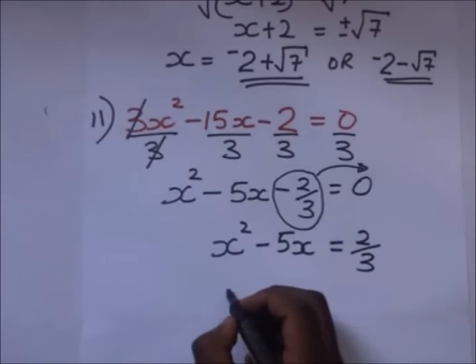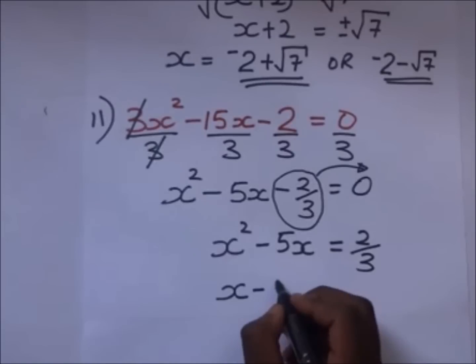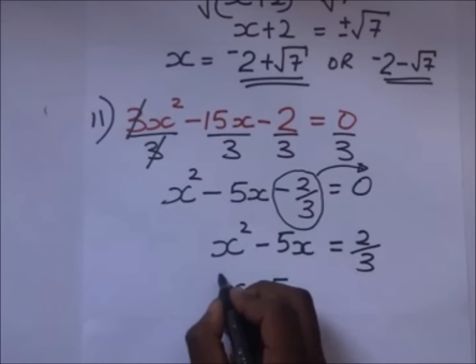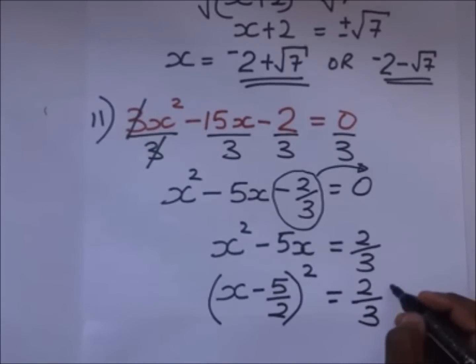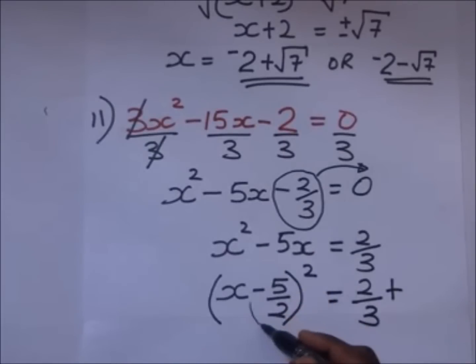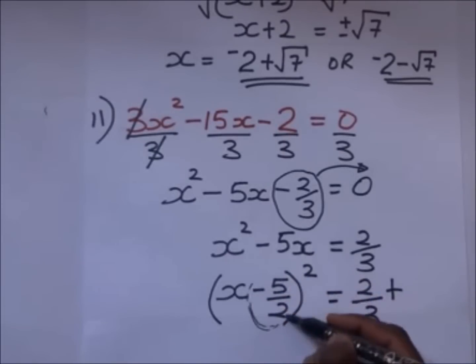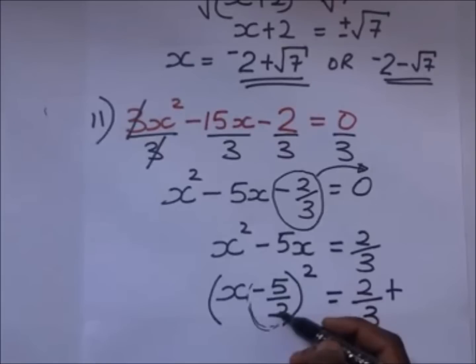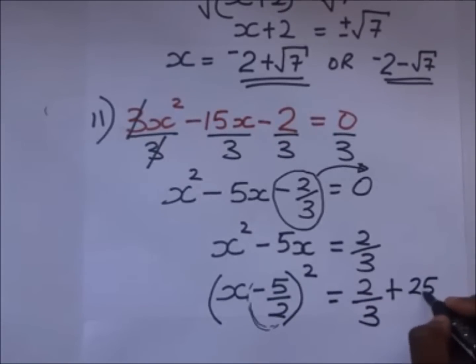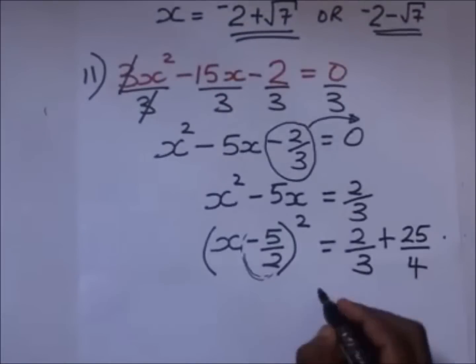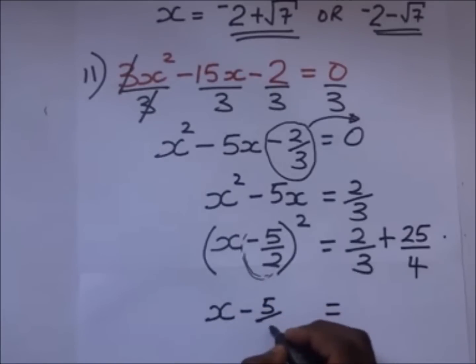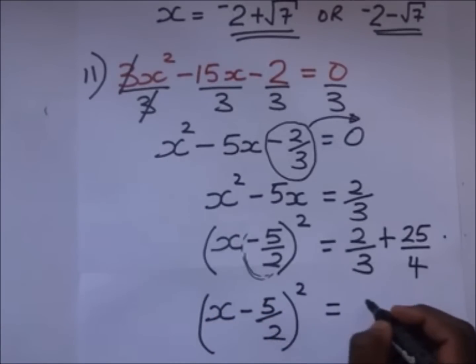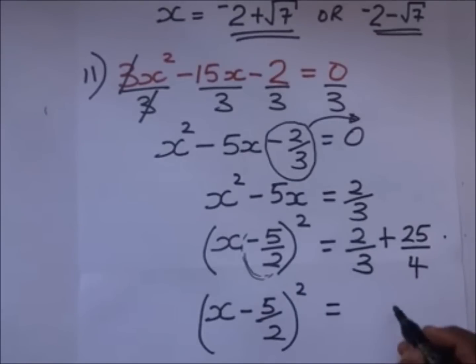So this is going to become x minus negative 5 divided by 2, this whole thing squared, is going to be equal to 2 over 3 plus this term squared. So it's going to be negative 5 over 2 squared, giving us 25 over 4. And definitely our answer here is going to become x minus 5 over 2 squared is going to be giving us 83 over 12.